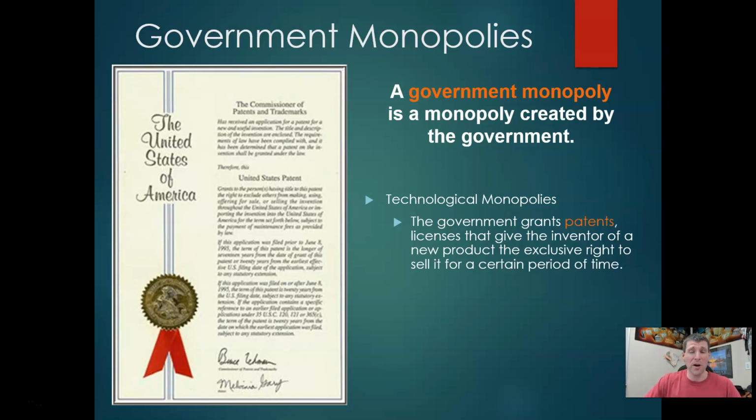The reason we do this, by the way, is that's supposed to ensure that you are actually going to make use of that idea. That because you can profit from it, you'll actually do something with it. So this is why you're given that patent. All right. Copyrights are the same thing on, let's say, music or things that are written, right? You got trademarks, stuff like that. These are all examples of government monopolies.